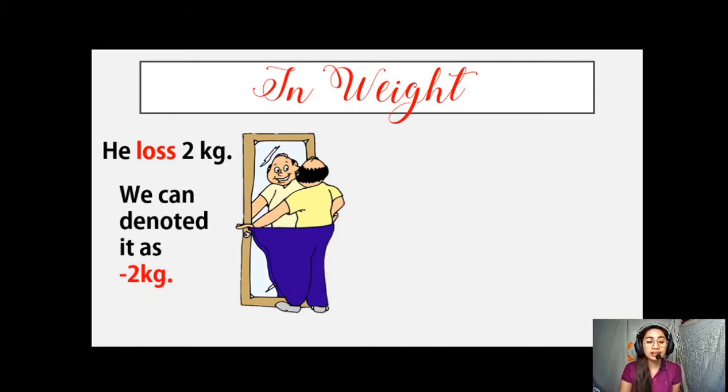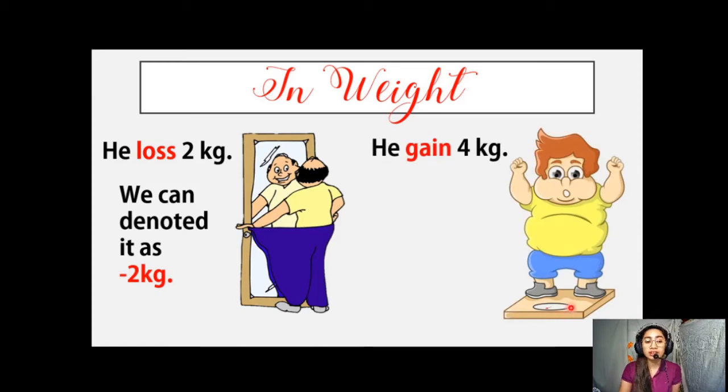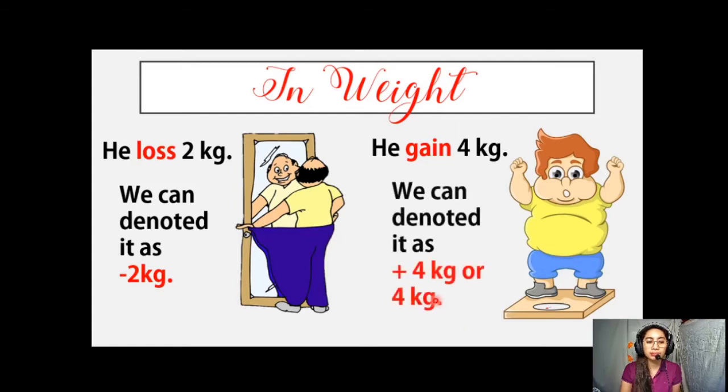Okay, next picture that we have is this one. He gained 4 kilos. From the red or the clue word that we have, we indicated the word gain. Ibig sabihin, that is a positive number. Okay, tumaas. Mataas yung number. So, we're going to denote this one as positive 4 or just simply 4 kilos. Pwedeng may sign, pwedeng walang sign.